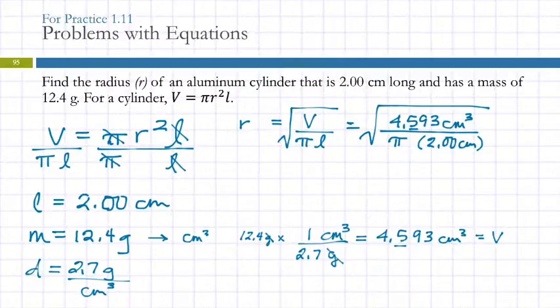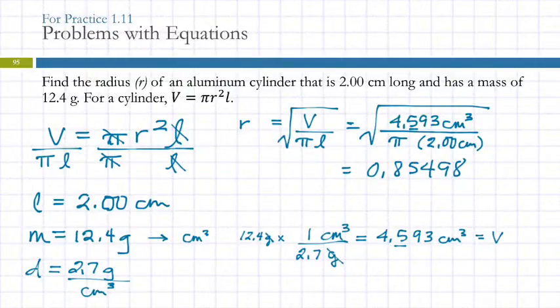So I have a TI-36X Pro, and so what I'm going to do is press the square root button, and then I've got 4.593 divided by pi and divided by 2.00 equals. And I come up with this number, 0.85498. There's some more.